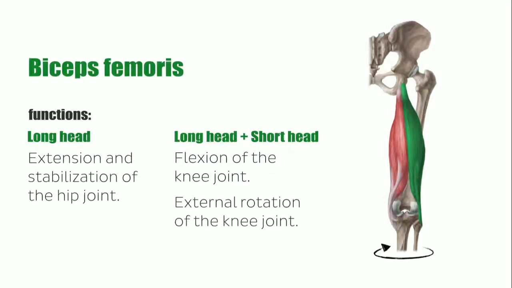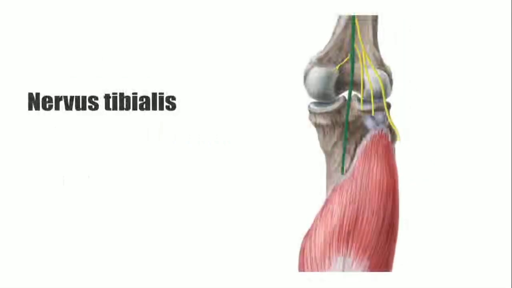We have covered the attachment points and the functions for the biceps. It is time for us to now cover logically the innervation of this muscle. Now we're looking at the highlighted nerve here on the image, which is the tibial nerve.